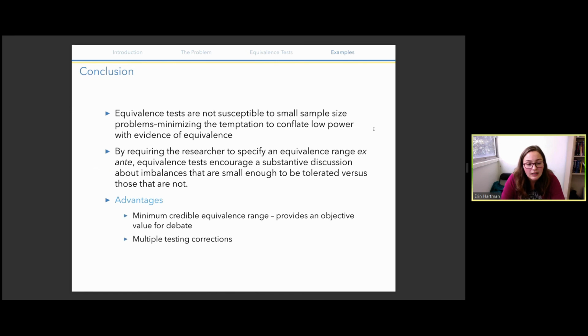We show that equivalence tests are not as susceptible to the temptation to conflate low power with evidence of equivalence, which we see a lot of now. And by requiring researchers to specify their ranges ex ante, we can have debates about substantively consequential differences. It really emphasizes and focuses on that. We can do that both through the way that researchers structure the test and through these credible equivalence ranges.